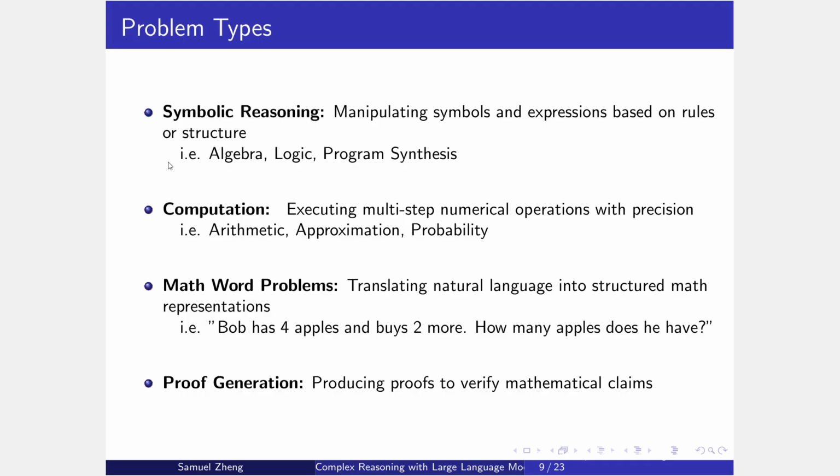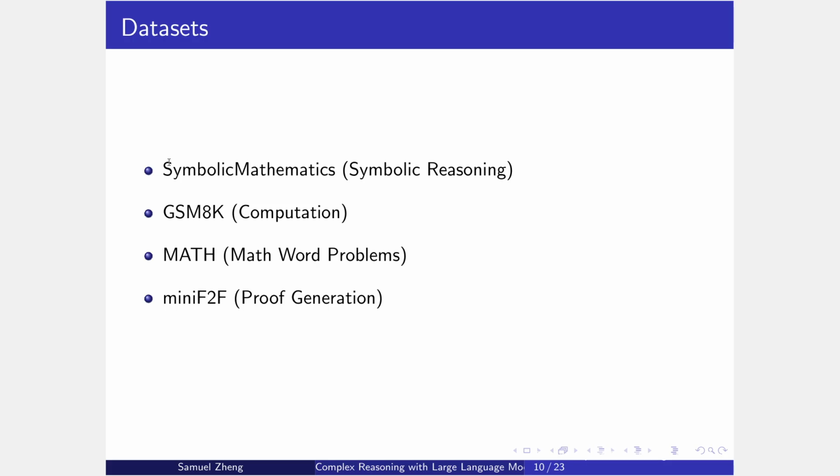And with these different problem types, there are very popular datasets. To study these problems systematically, researchers often use datasets focusing on different reasoning tasks. So we have symbolic mathematics focused on symbolic reasoning tasks. GSM8K tests computational ability with grade school math problems. The MATH dataset challenges models with competition level math word problems, and MiniF2F provides formal proof generation challenges. These datasets allow researchers to measure progress systematically and compare different approaches.